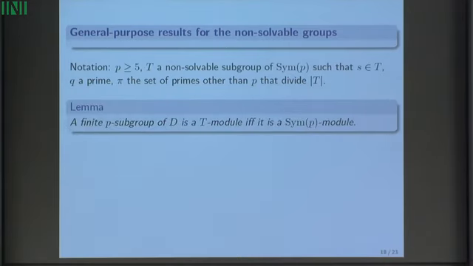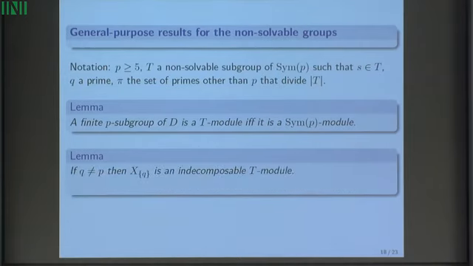So submodules that are p-groups, these are, for T, exactly modules for the full symmetric group. And that cuts things down amazingly, at least for the p-groups. For submodules that are q-groups, for q not equal to p, X_q is indecomposable as a T-module, and that has one nice corollary.